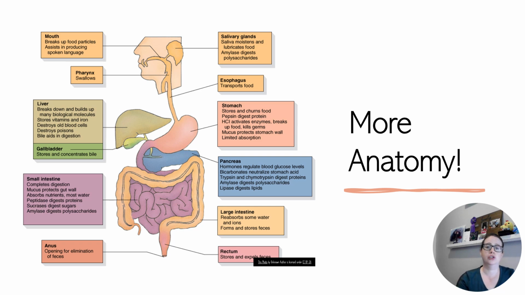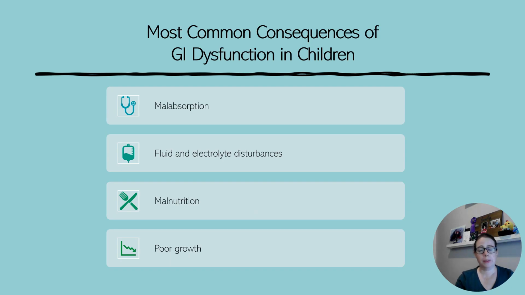It's important to remember that the GI system also includes some other organs, such as the liver, the gallbladder, and the pancreas, and they assist in those metabolic processes. The pancreas regulates your blood sugar. It helps digest proteins, which you might recall from learning about cystic fibrosis, that they require those supplemental enzymes to help in that function. The pancreas also secretes bicarb to neutralize stomach acid. The liver is essentially a filter that excretes toxins and other biological molecules from the body. So some common effects of GI dysfunction are going to include malabsorption, fluid and electrolyte disturbances, malnutrition, and poor growth. That seems pretty logical so far, right?